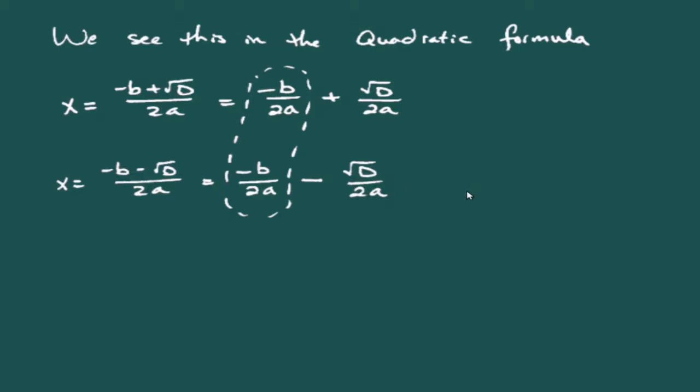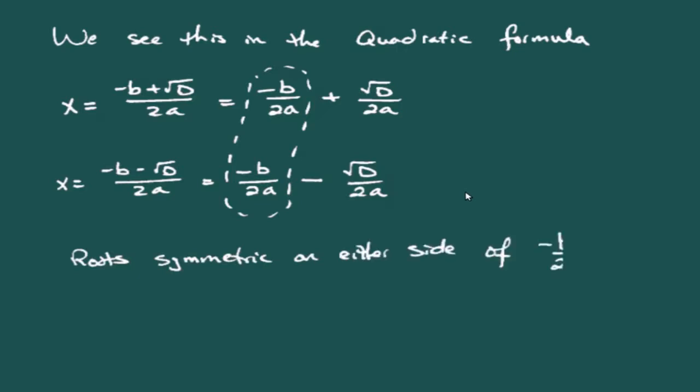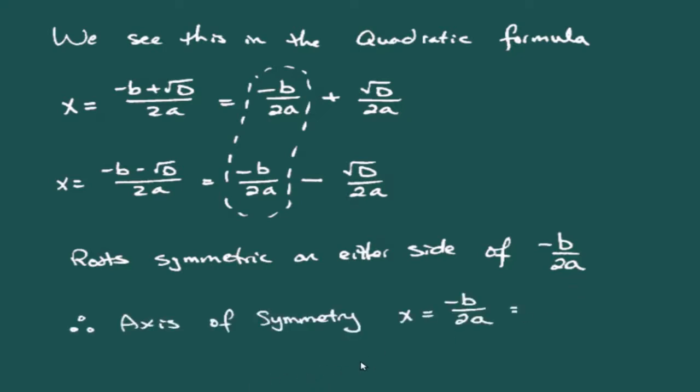And in the second one, we get negative b over 2a minus that same quantity, square root of d over 2a. Again, just like our example that we saw with 5 just a second ago, we're taking some value and adding it on and subtracting it on, and we get numbers that are going to be symmetric on either side of negative b over 2a. And so what that tells us is that the axis of symmetry is given by negative b over 2a.